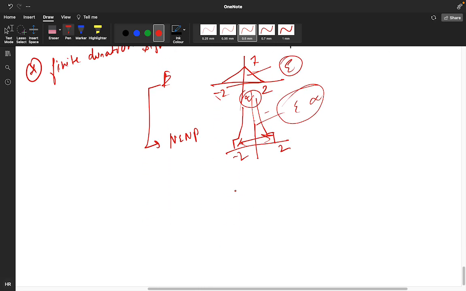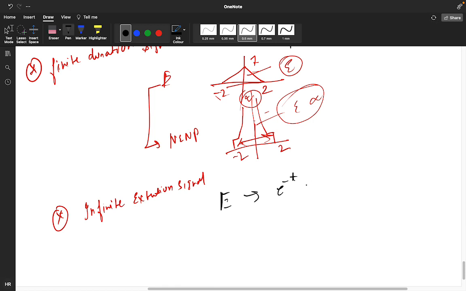There is one more example, of an infinite extension signal. What is the meaning of an infinite extension signal? Like in the energy signal, you are getting e power minus t, u of t, and it's decreasing like this. The value is infinite, from 0 to infinite. The duration is infinite, but the magnitude is decreasing, that's why it will have energy.